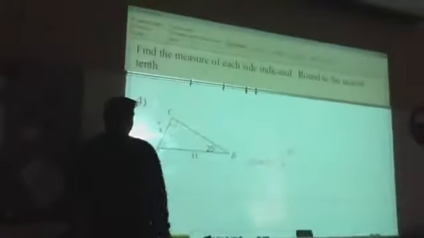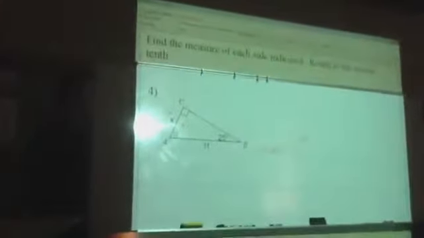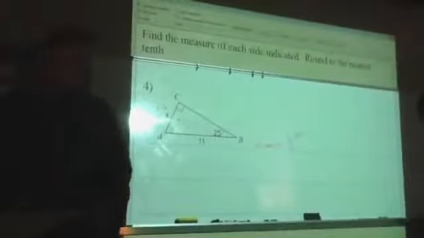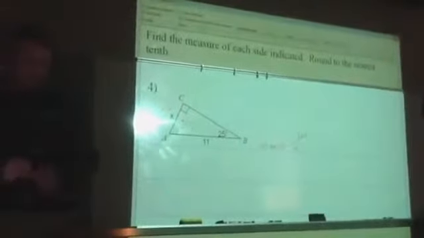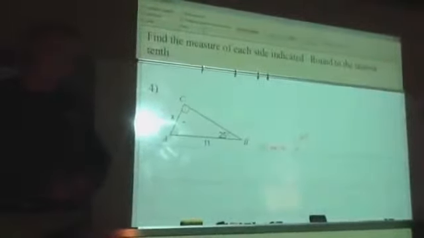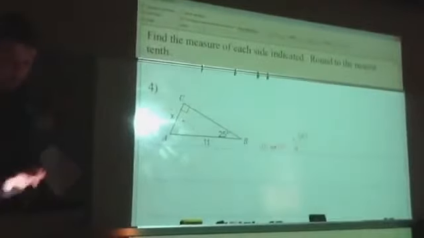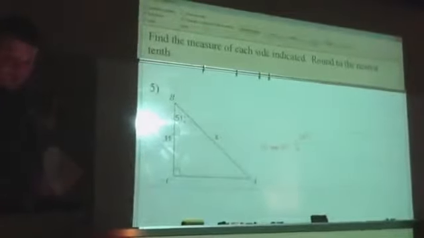So this x, that side, was 4.6. That's all you had to do. There's nothing you had to find. You just had to take what you were given. Number 5.